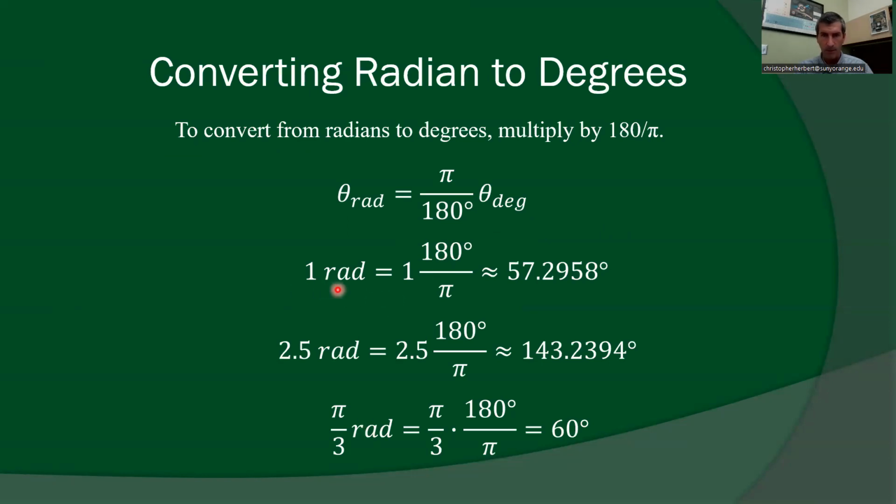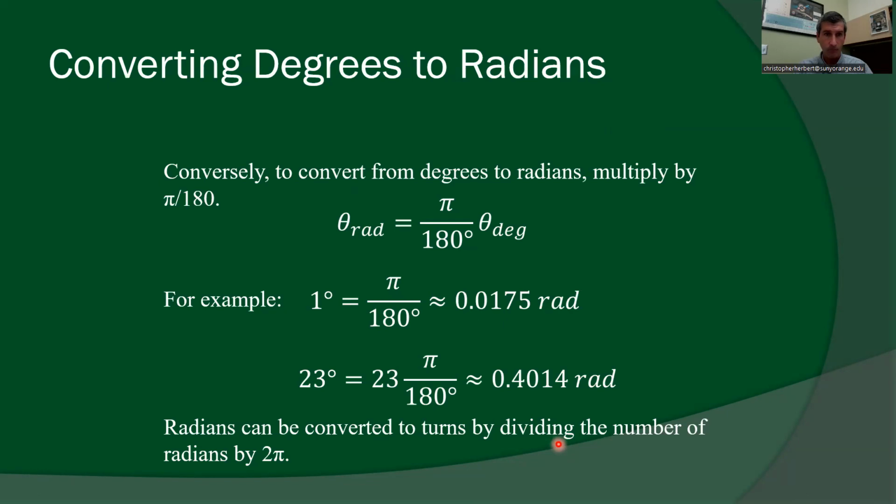So here's our conversion from radians to degrees. If we have 2.5 radians, that's 143 degrees. If we have pi over 3 radians, here we can see that that's 60 degrees. Again, we're converting from radians to degrees.